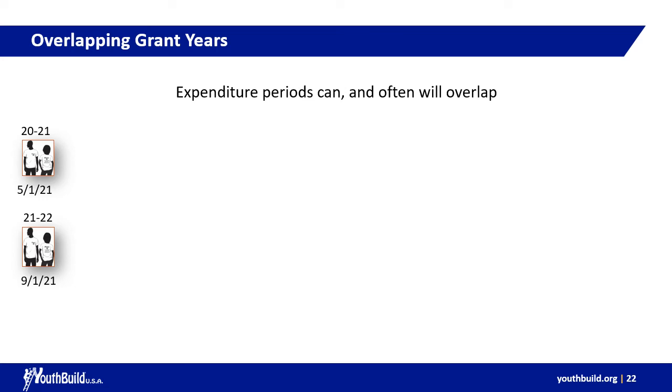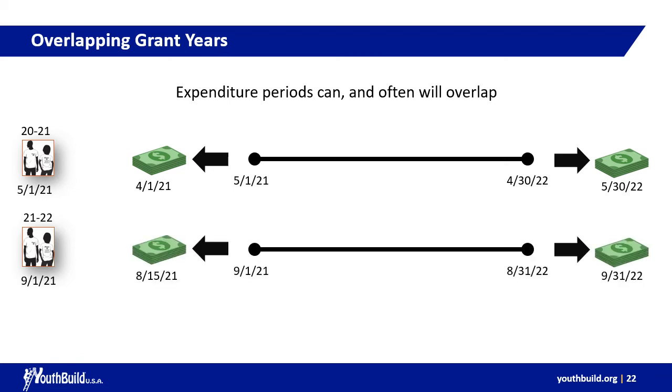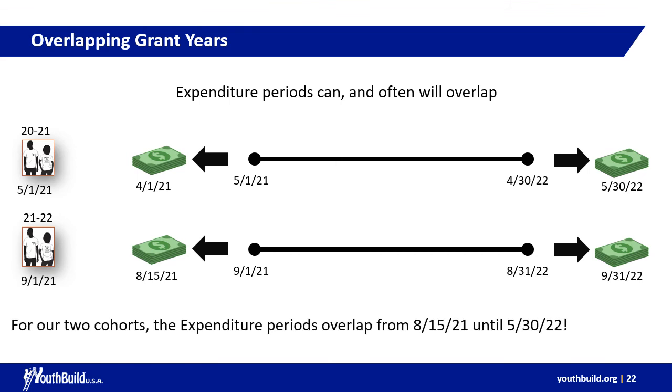We can look at the expenditure period for each member cohort to see where the expenditure periods for these two grant years will overlap. Since we know that the expenditure period for our 2021 members begins on 4/1/21 and extends until 5/30/22, and the expenditure period for our 21/22 members extends from 8/15/21 until 9/31/22, we can check where these periods overlap, which is from 8/15/21 until 5/30/22.